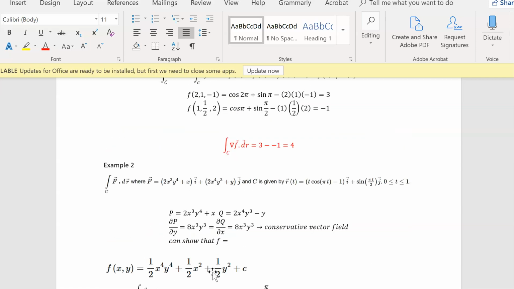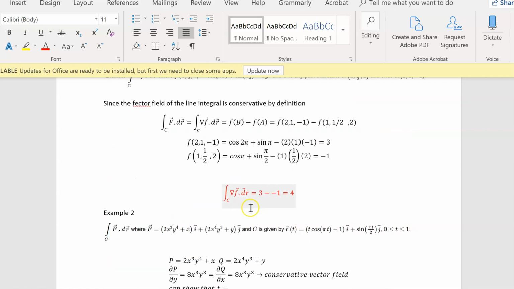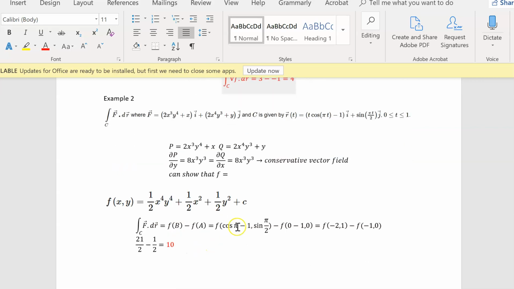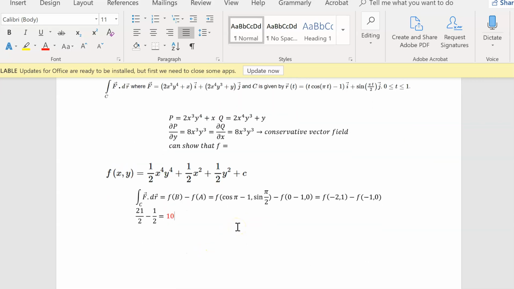And once again, here the only difference is that we had to actually physically find the potential function before evaluating the line integral. And so this is only a quick review video for that.